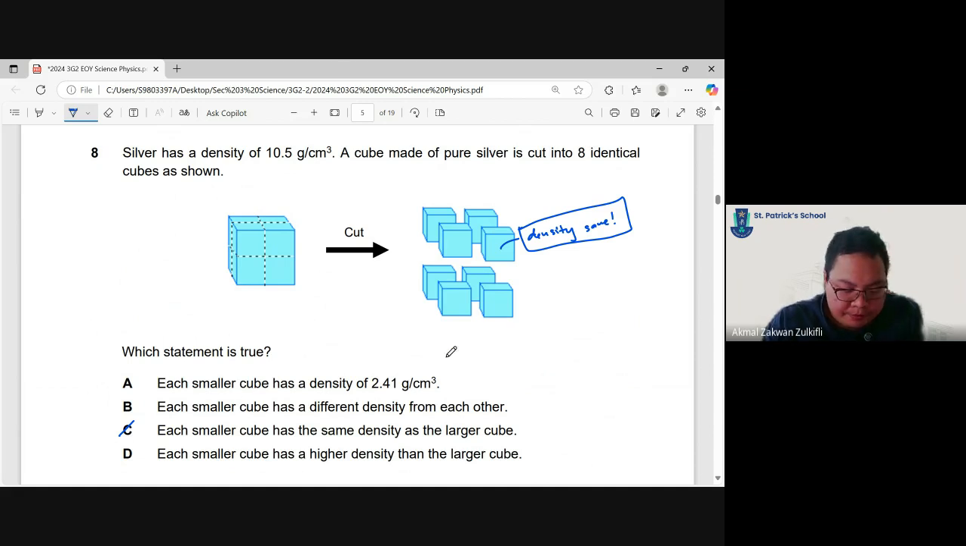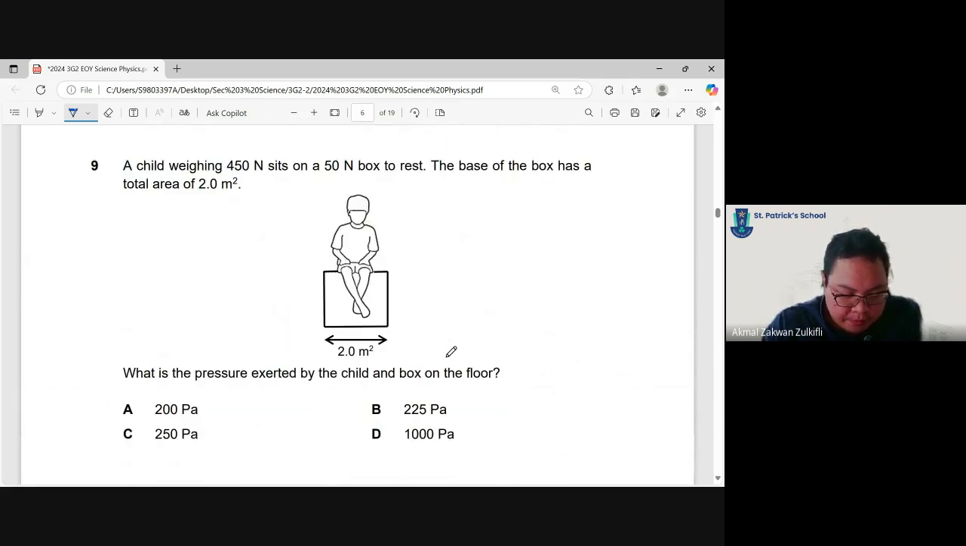Okay, let's move on. Question 9. A child sits on a 50 Newton box to rest. Base of the box, total area of 2 meters squared. Okay, remember we are talking about area. This is area, so we know area A is equal to 2.0 meters squared.